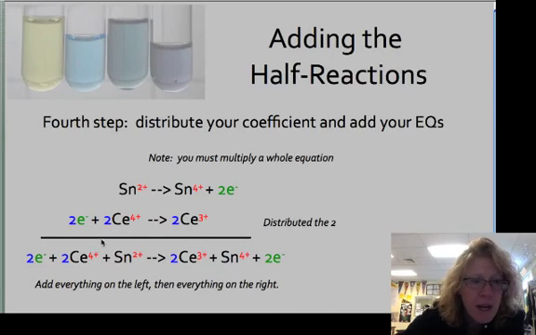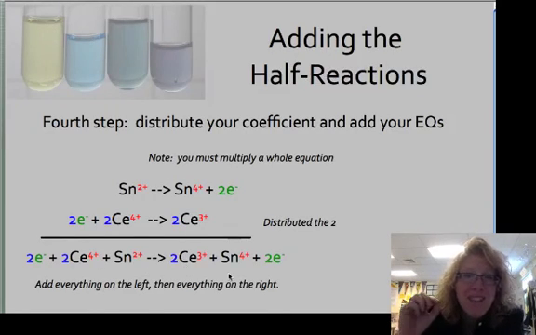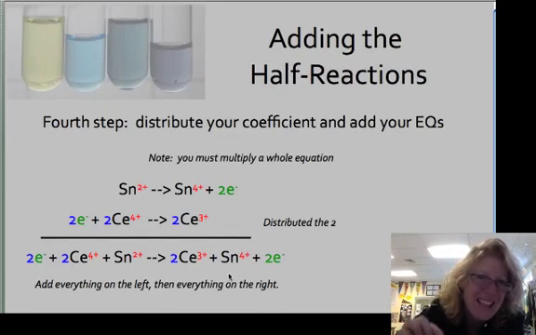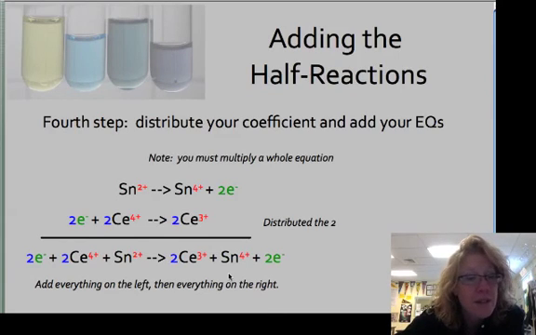And that's a question that comes up. Why, if the 2 electrons are the same, why aren't these 2 ceriums the same or the 2 tins the same? Because they have different oxidation numbers. They're not exactly the same species, so we can't cancel those out. In fact, that's what we're looking for.